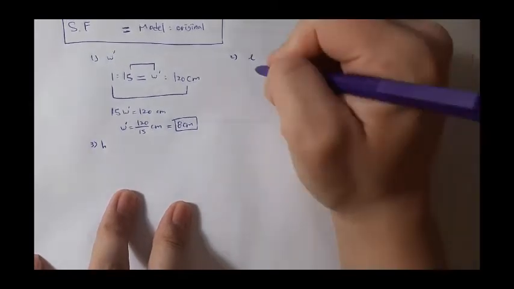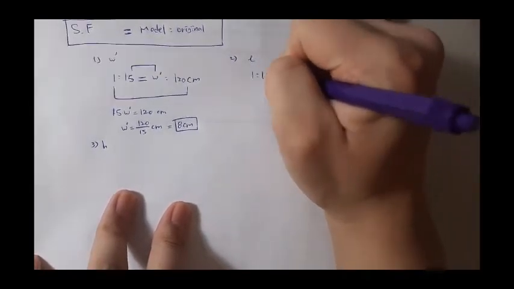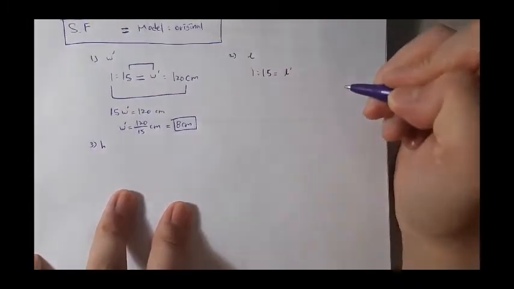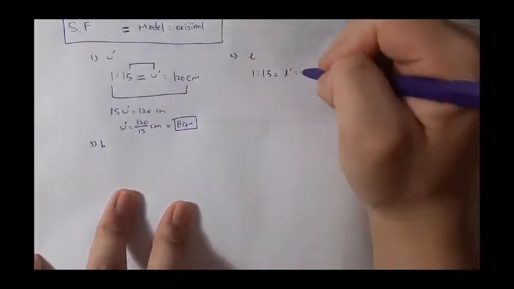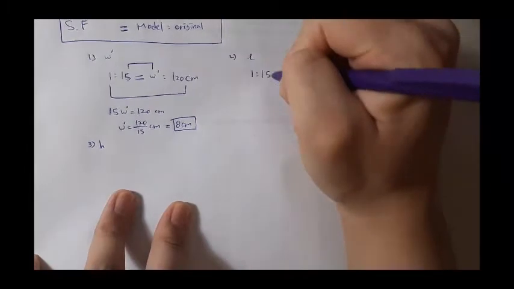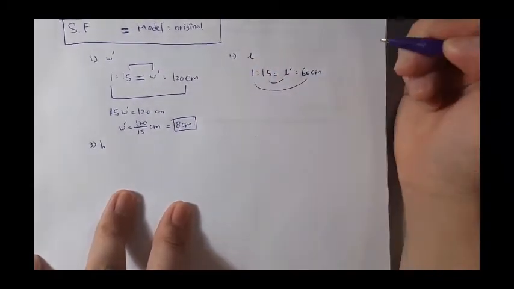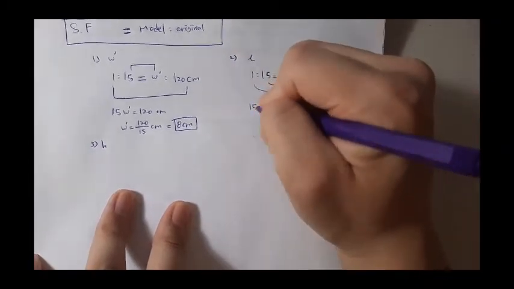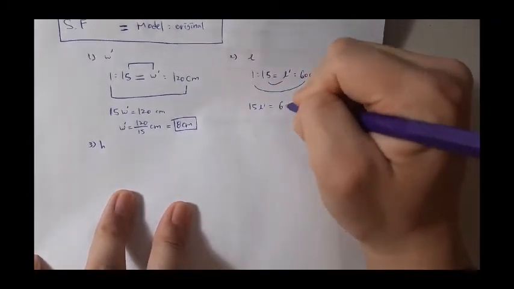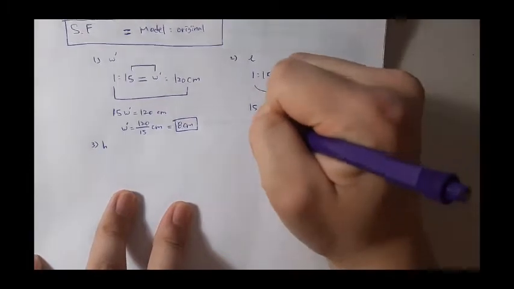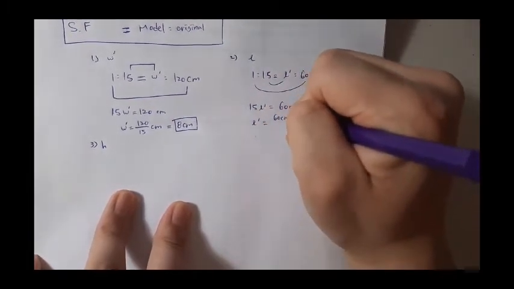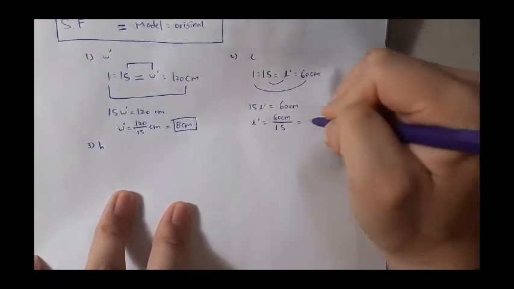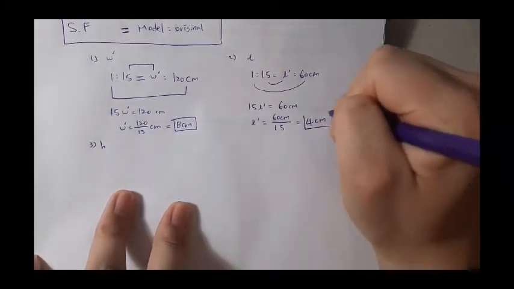Let's do the same thing for the length. Now length, here's what I'm going to do. Same thing, 1 to 15, length apostrophe, dot dot, and we have 60 centimeters. Whatever I multiply inside should be equal to multiply outside. So 15L is equal to 60 centimeters, and L is equal to 60 centimeters divided by 15. And that becomes 4 centimeters.